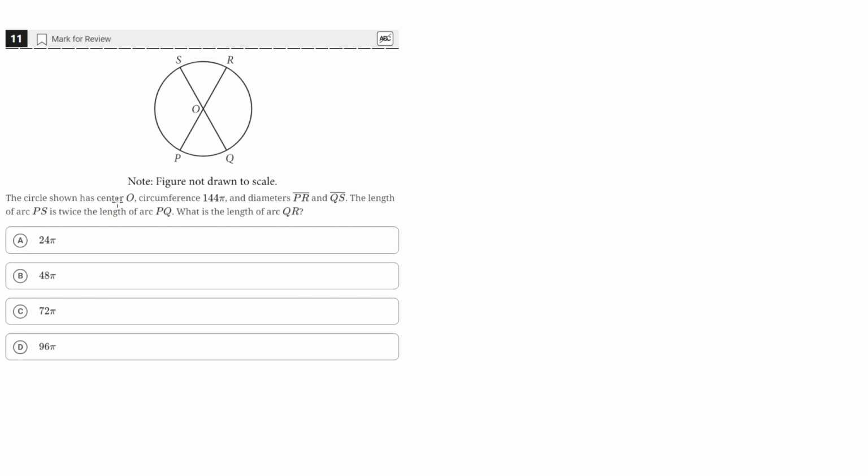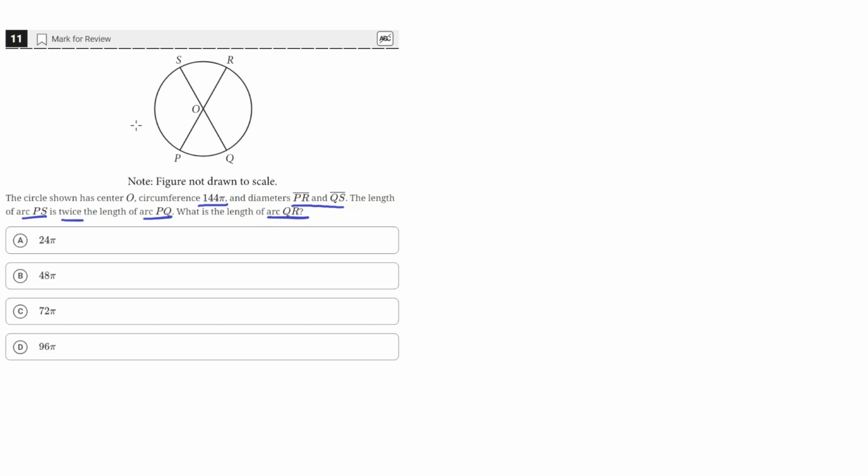The circle shown has center O, circumference 144 pi, and diameters PR and QS. The length of arc PS is twice the length of arc PQ. What is the length of arc QR?